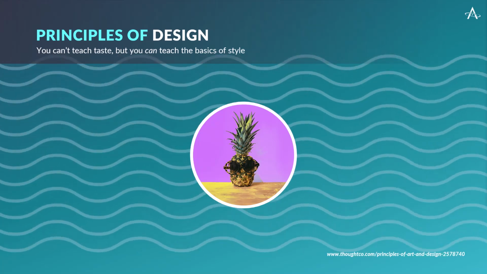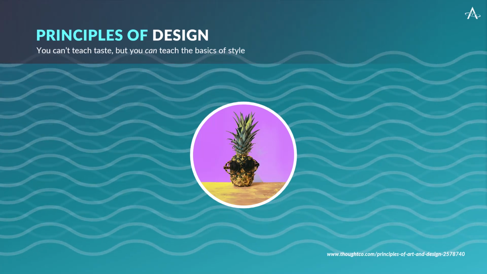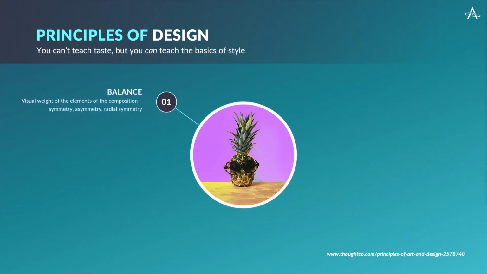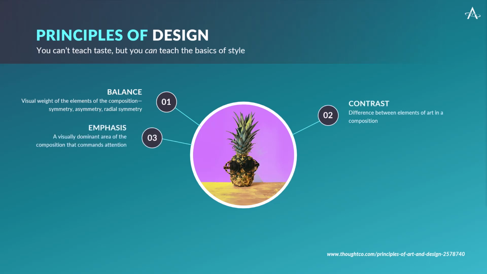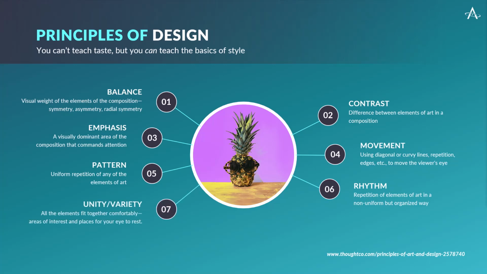A great way to train your eye and begin to build your confidence is to learn the basic principles of design. The first is balance. The second is contrast. The third is emphasis. The fourth is movement. The fifth is pattern. The sixth is rhythm. And the seventh is unity or variety.